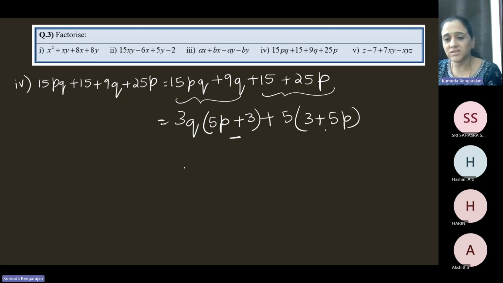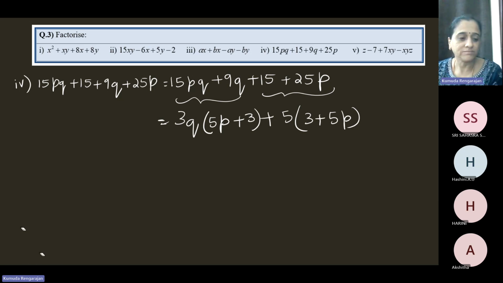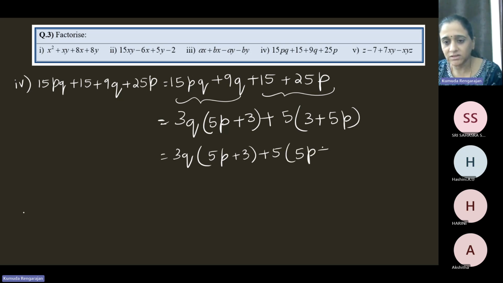Now these two expressions are the same: 3 plus 5p, 5p plus 3, both are the same. So in the next step you can write 3q into 5p plus 3 plus 5 into 5p plus 3. A plus b, b plus a, both are the same. You shouldn't change the signs, because 3 plus 5p is the same as 5p plus 3.